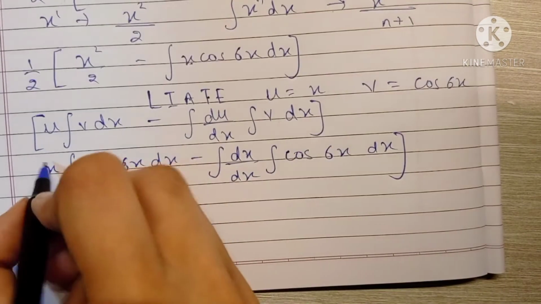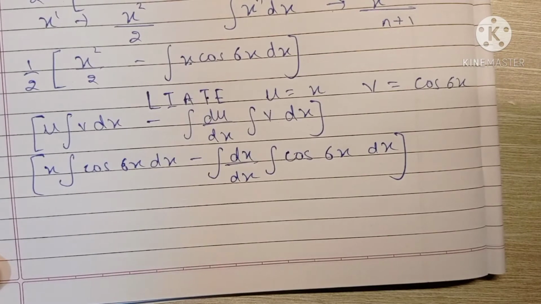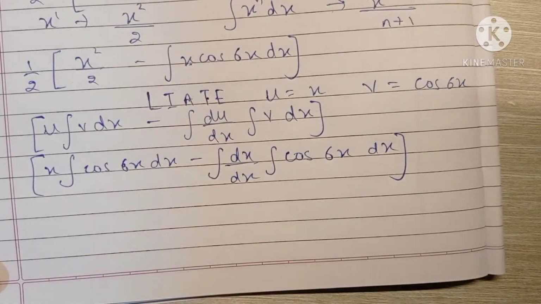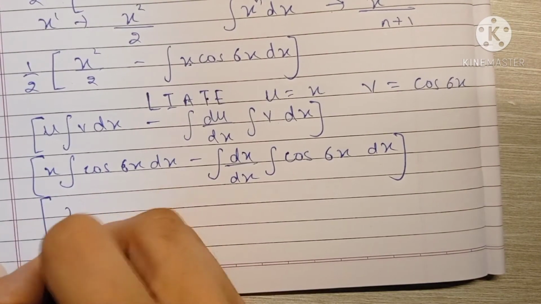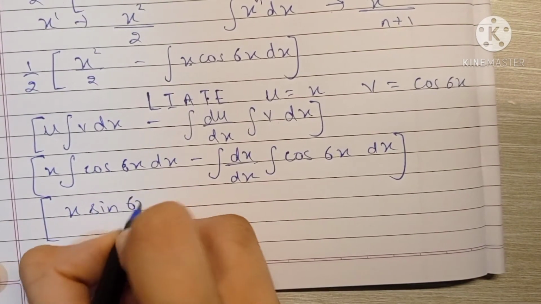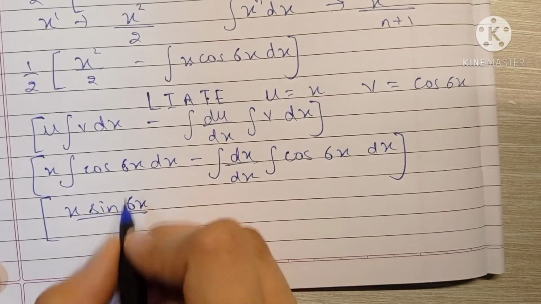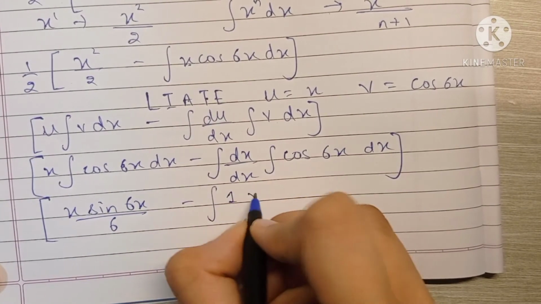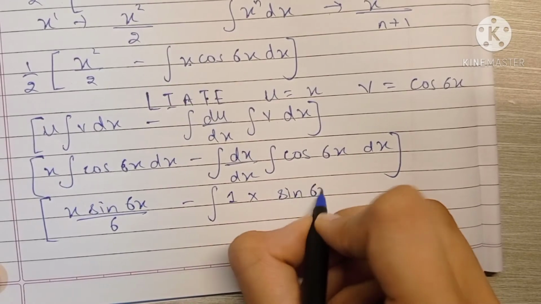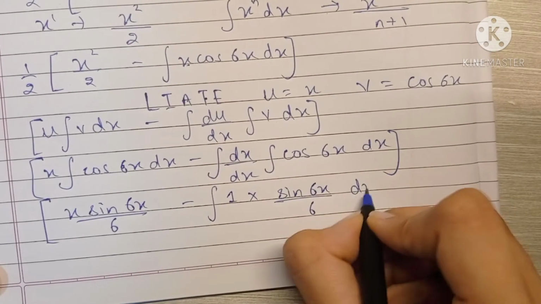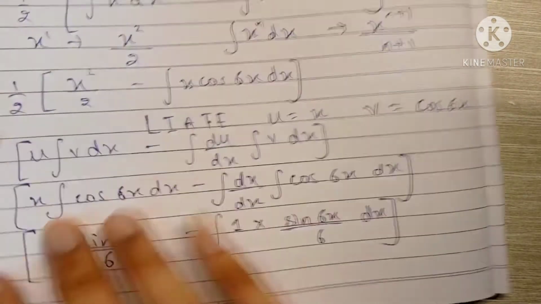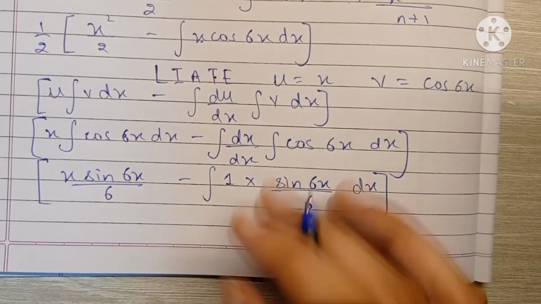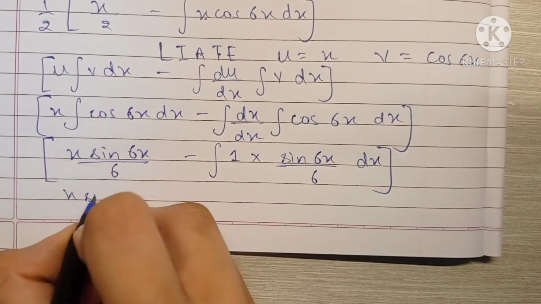Alright, so the integration of cos is sine, and we also have to keep the coefficient of x in the denominator. So we have x sine 6x upon the coefficient of x here, which is 6, minus we have 1 into sine 6x upon 6. Now we can keep 1 by 6 outside of this integral because it's a constant, and again we will integrate by parts.